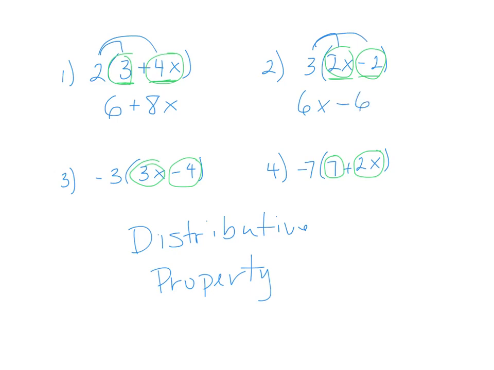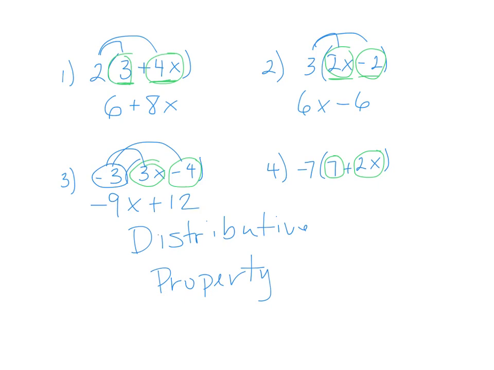On number 3, we're going to take negative 3, and we're going to distribute that. So negative 3 times 3x is going to be negative 9x. Negative 3 times negative 4, negative times a negative is positive. It's going to be positive 12.